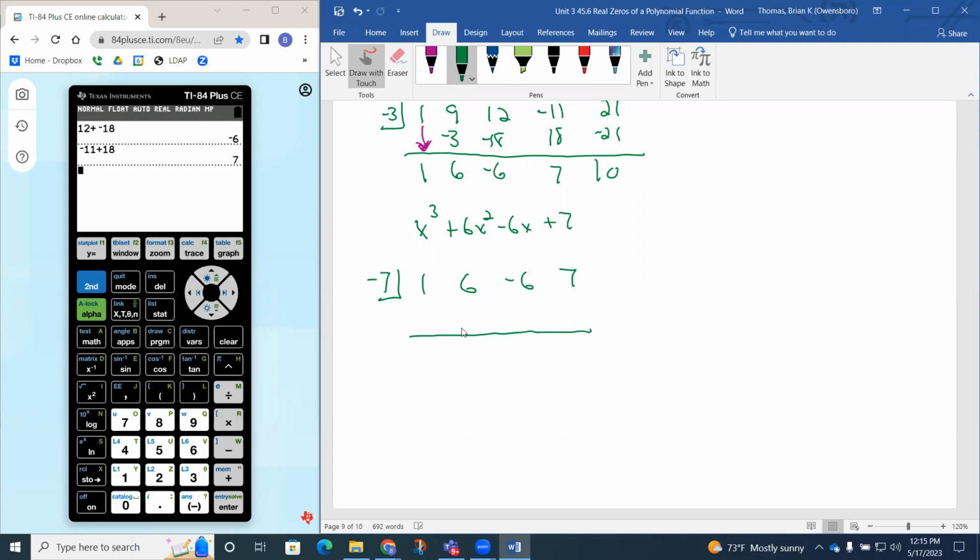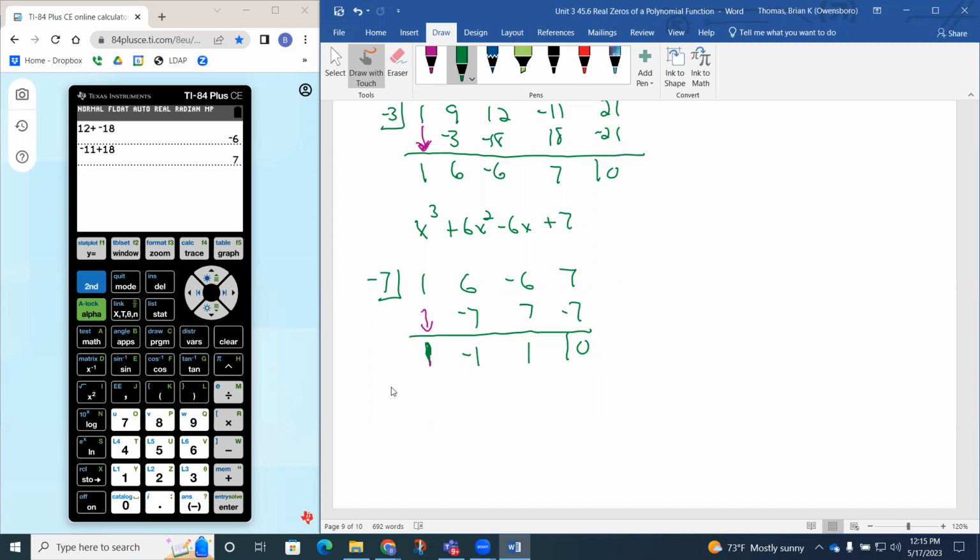Give us a little room. So again, remember to do synthetic division, the 1 comes down to start with. So the 1 comes down. And then negative 7 times 1 is negative 7. 6 plus negative 7 would be a negative 1. So I lost 7 and gained 6, so I'm still down 1. A negative 7 times a negative 1 is going to be a positive 7. And then 7 and a negative 6 is going to be a positive 1. And negative 7 times 1 is a negative 7, so my remainder is 0.